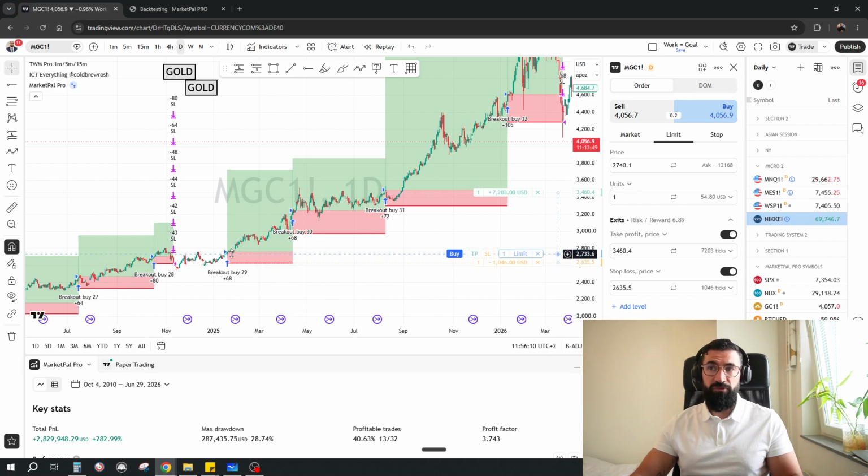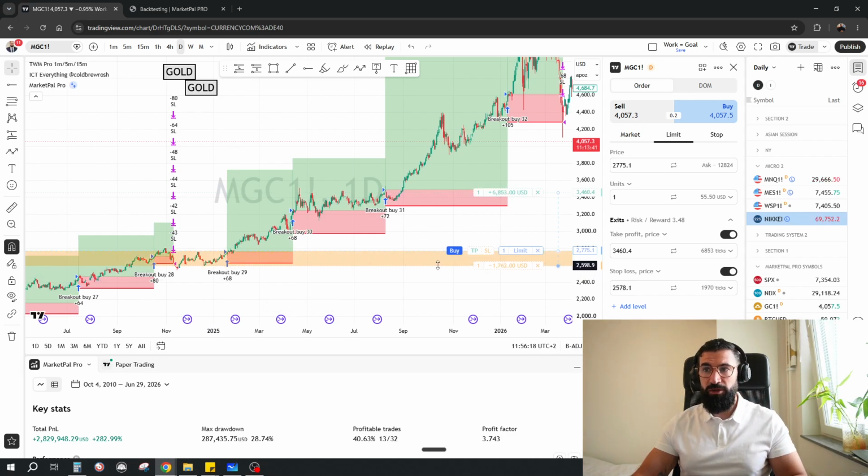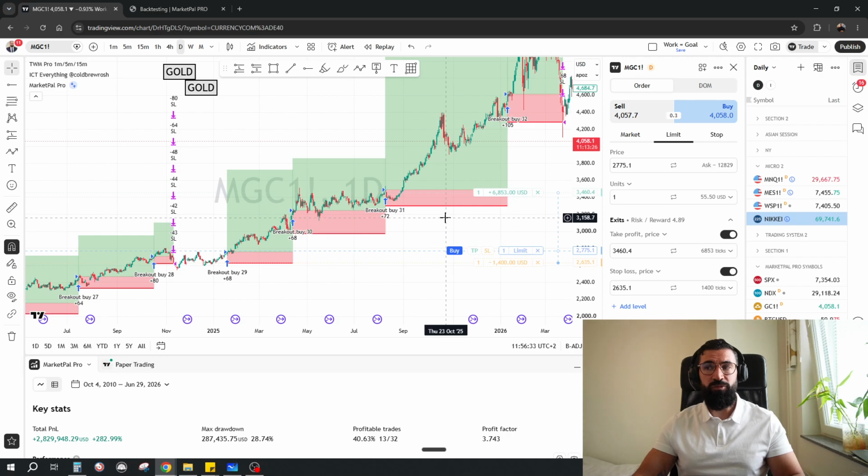So first things first, this is the first trade. It gives you a breakout buy right here on the 17th of January 2025. And this is where you put your stop loss area. It tells you where to put your stop loss area. And you see the risk of this trade is 1,400. So if we have $10,000 in our account, is it reasonable to have a 1,400 risk trade? Yes. For me, that's reasonable.